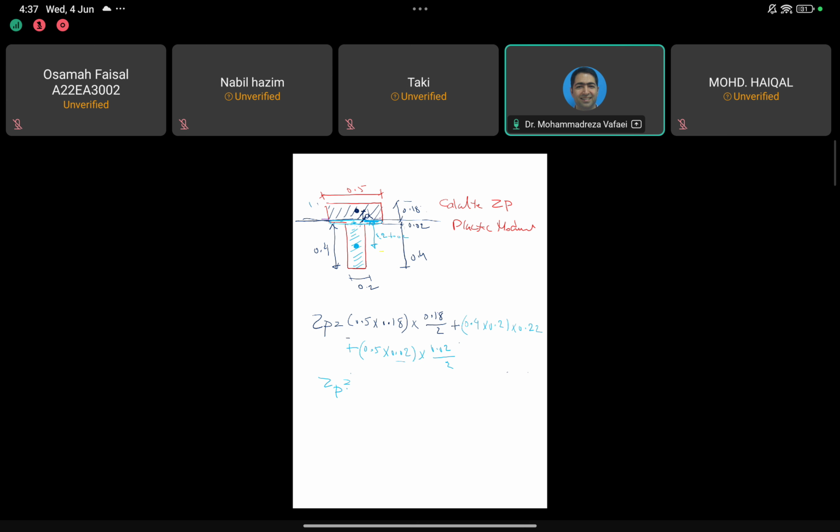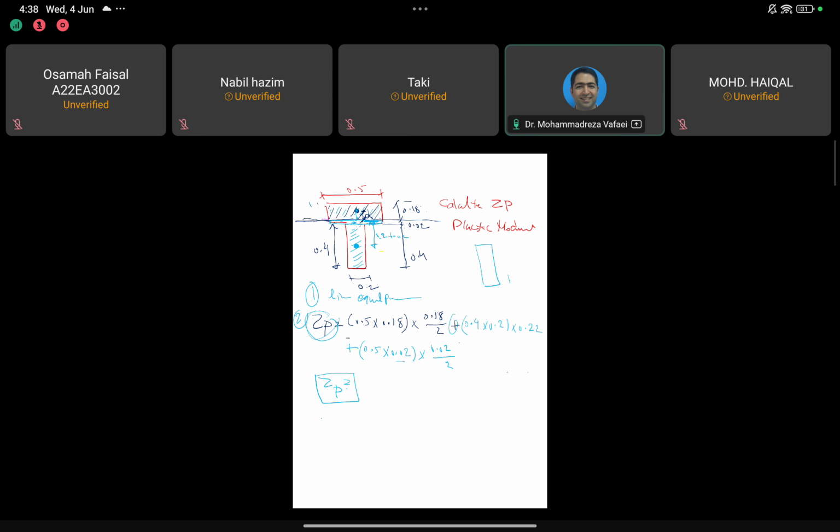This is going to give you ZP for cross sections that are built from other sections. If you have a rectangle, it's very clear: 1/4 b d to the power 2. But if it is an I or T section, step number 1 is to calculate the position of the line of equal area. Step number 2 is to calculate each area above and below, and multiply it by the distance of its centroid to the line of equal area. Sum it up, and that gives you ZP.